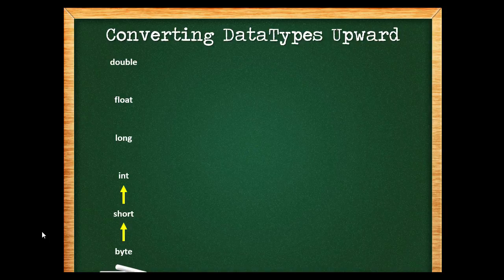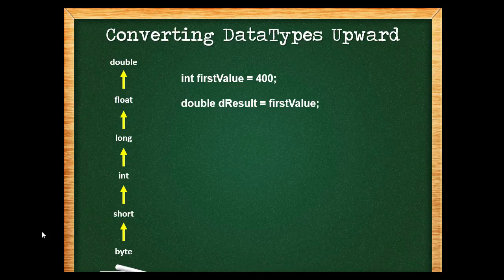Byte is smaller than short. It is safe to convert. Short to int conversion is safe, and so on and so forth. Converting float to double is safe too. Let's look at an example. int firstValue is 400, and in double dResult we are trying to put firstValue's value, which is 400. This is considered to be safe.